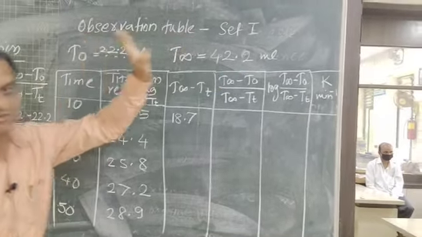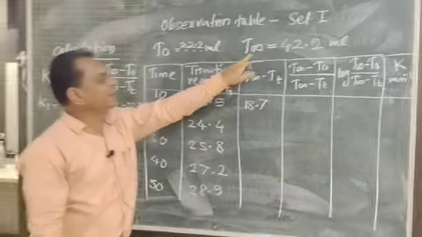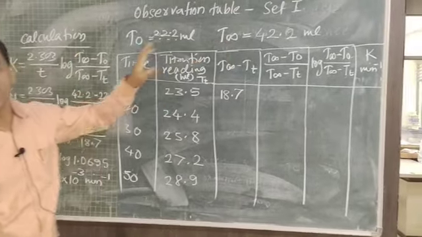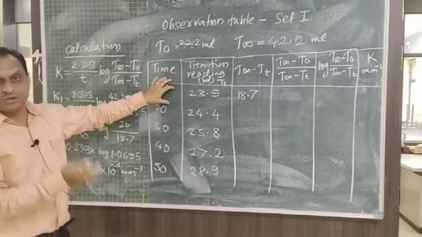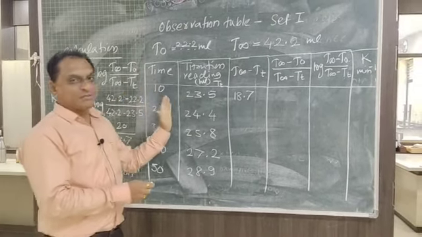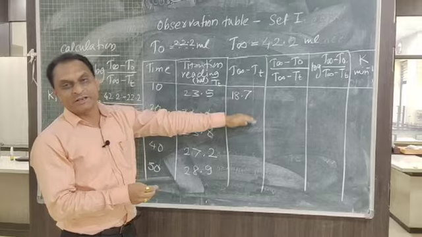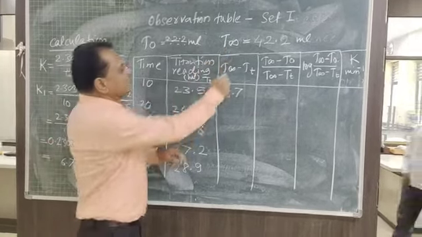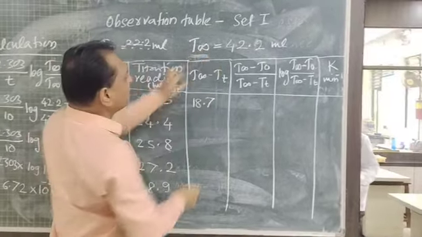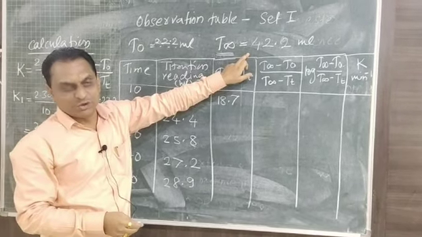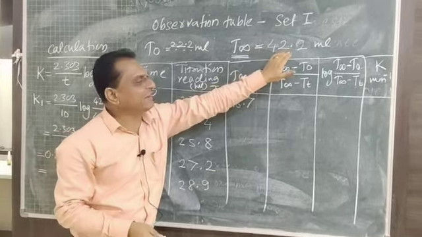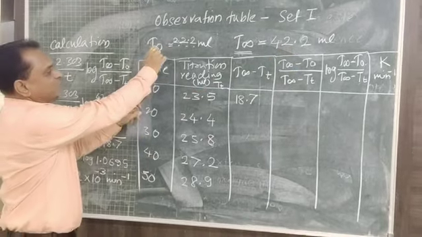So what is the T infinity value? It is the titration reading when all the concentration of methyl acetate is consumed, and all the methyl acetate is converted into acid. So this is your T infinity reading. This infinity reading will be supplied by us to you. So you have to go for titration for 0 minute.